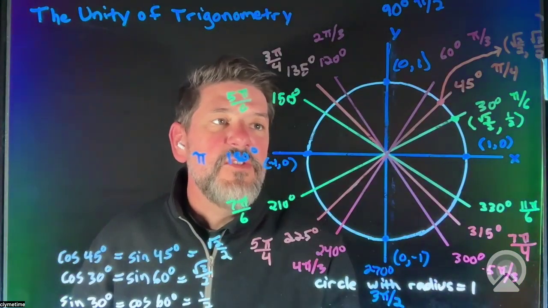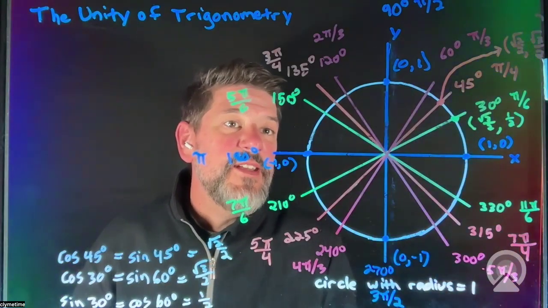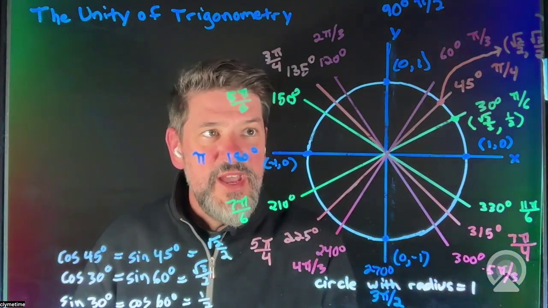And those are the only 3 numbers you have to remember. Square root of 3 over 2, 1/2, and square root of 2 over 2. Because after that, all you have to recognize is the symmetry and the patterns.